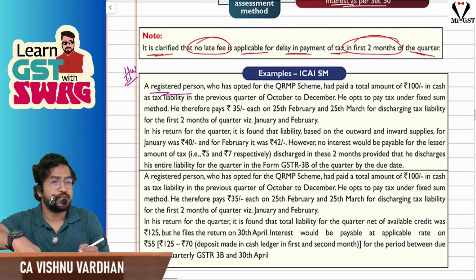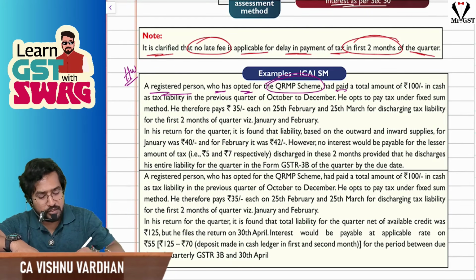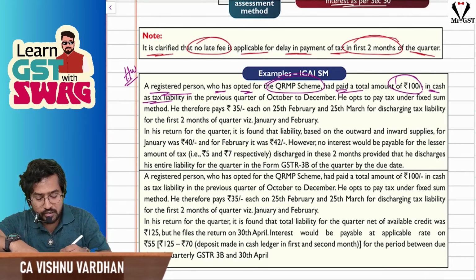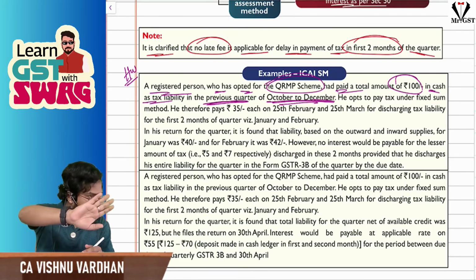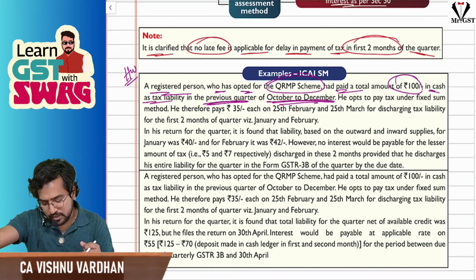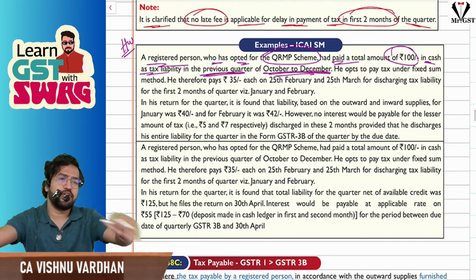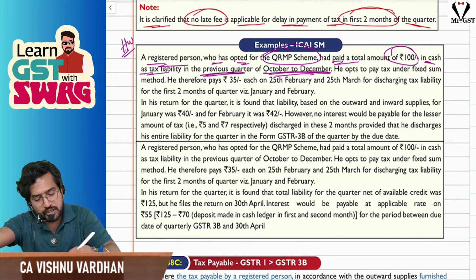Registered person who has opted for QRMP scheme paid total amount of 100 in cash as tax liability in the previous quarter, October to December. Guys, same July to September example what we discussed. They are talking from a different October to December angle. For that, what is the previous quarter? July to September. In that quarter, how much you paid?